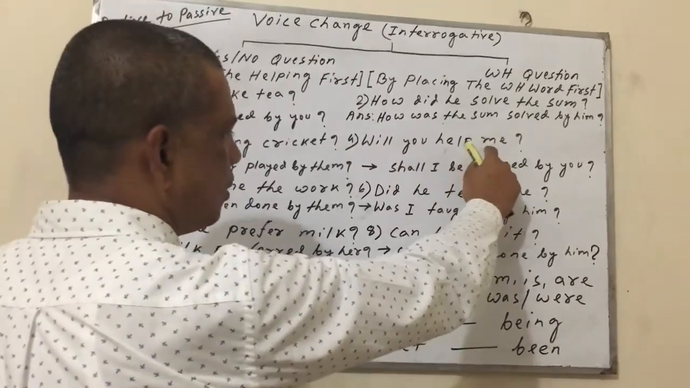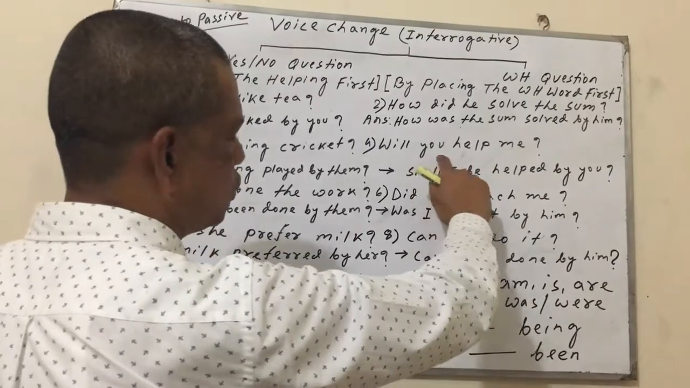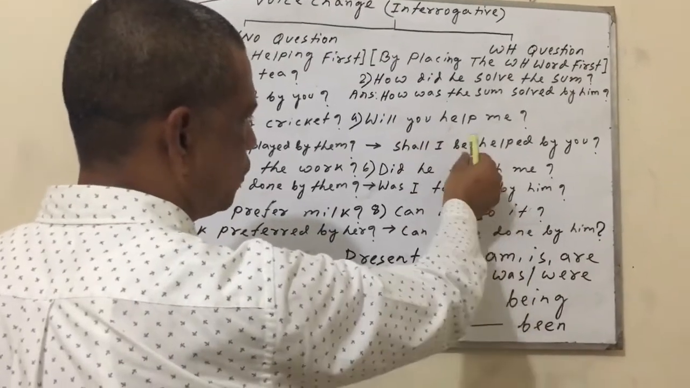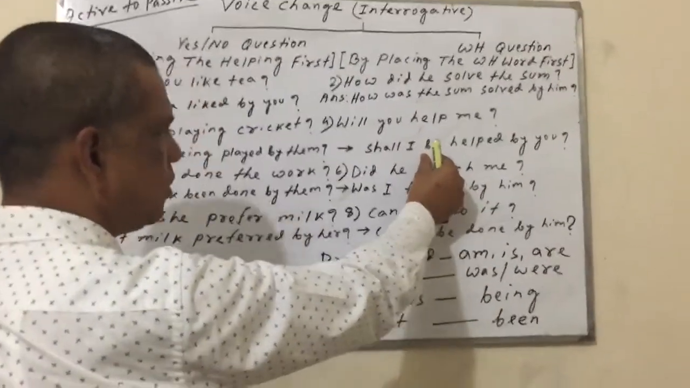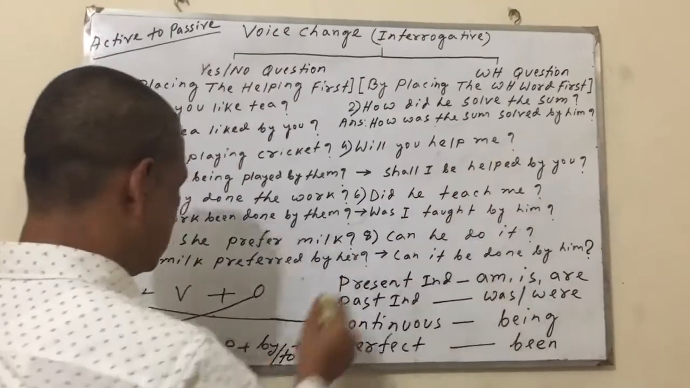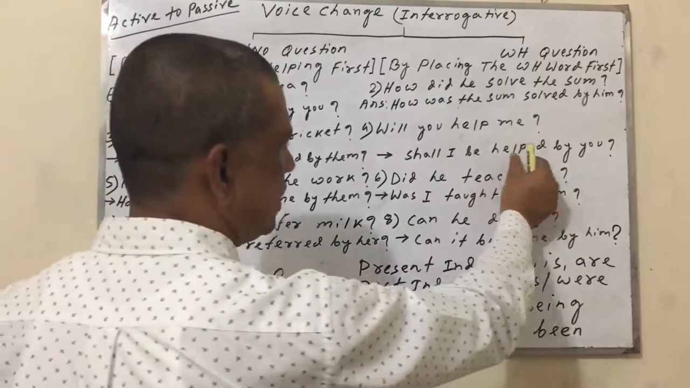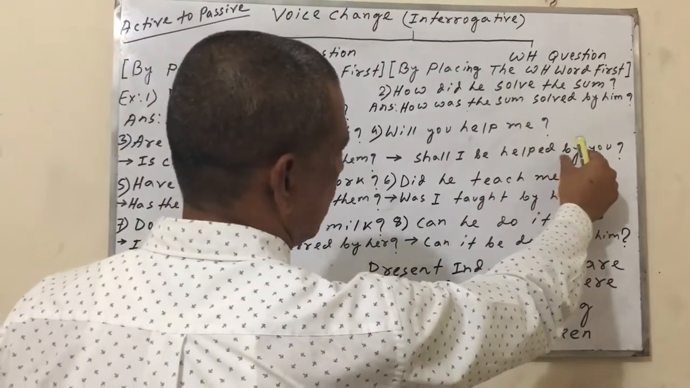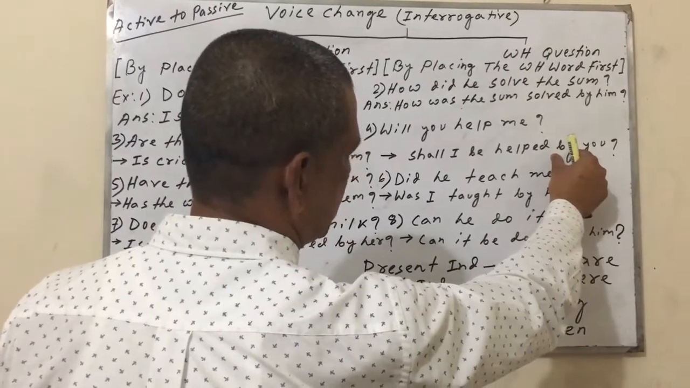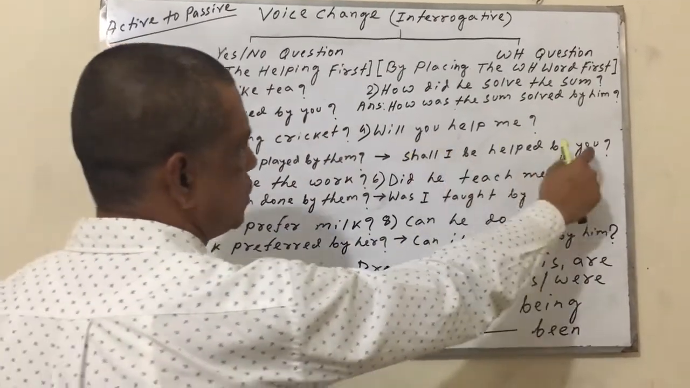Me, convert into subject I. Then according to future tense, you have to use be, the auxiliary verb of future indefinite tense. Then you have to change the verb into past participle, helped. Next, you have to use the preposition by, and last of all, you have to change the subject into object.